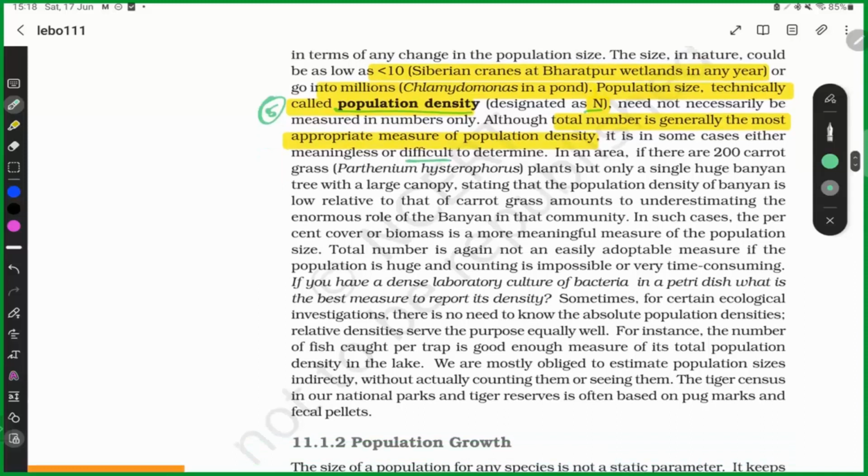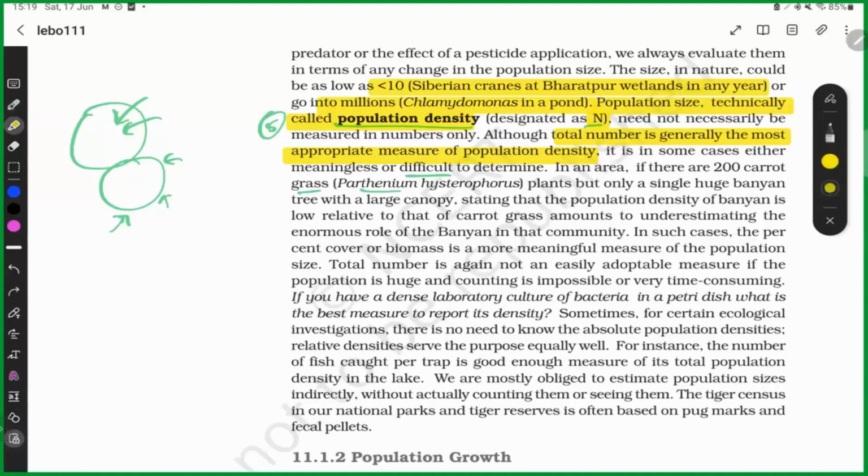If there is a pond and there are lotus or other species, or in a place there are many carrot grass plants, then for determining the population density you have to count the number of plants, but it is very difficult. So in such cases, the percent cover or biomass is more meaningful. This is for population basis. Total number is again not an easily adaptable measure. If the population is huge and counting is impossible, you have to go for biomass estimation.